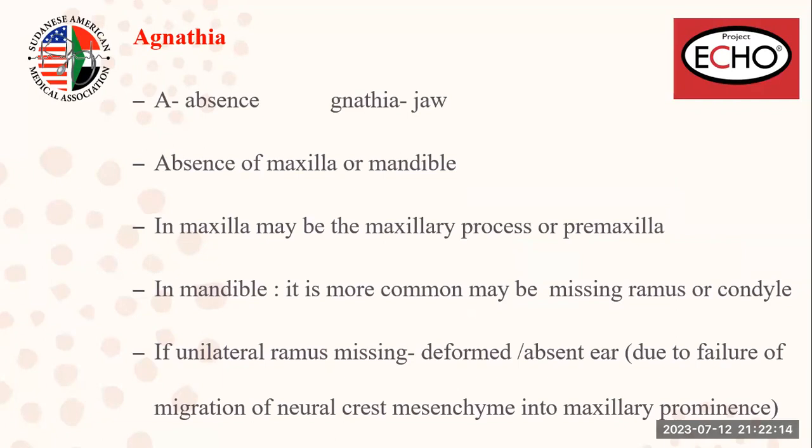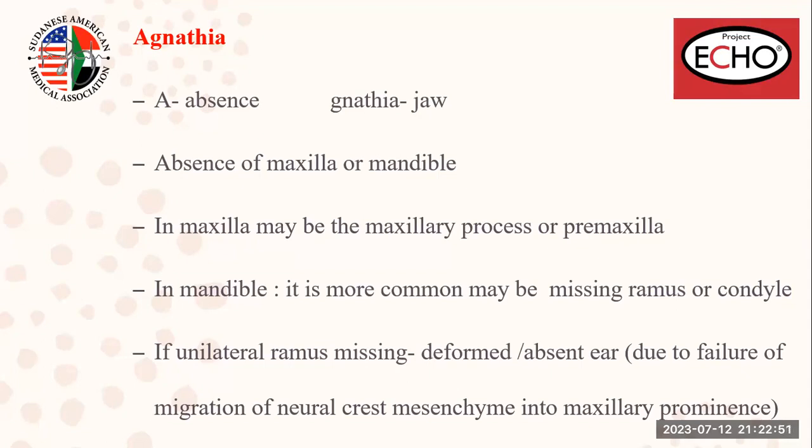In the maxilla, it may be part of the maxilla, because as we know, the maxilla is not only one bone, it's like multiple bones attached together. So this agnathia might occur in one part of the maxilla, whether this will be the maxillary process on both sides of the face or the premaxilla in the middle. While in the mandible, it is more common. So the patient might be missing a ramus or a condyle. So again, a small portion of the mandible rather than the whole mandible.